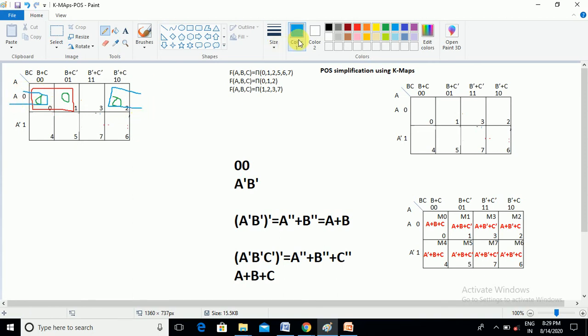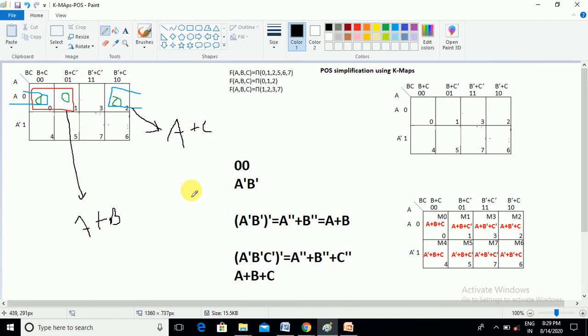Now the answer will be, the first group answer is 0, 1. Who is common? A plus B is common. Okay, what is the second one? Second, with overlap with edge combination, 0, 2. A B is not common, A C is common. A plus C is common.